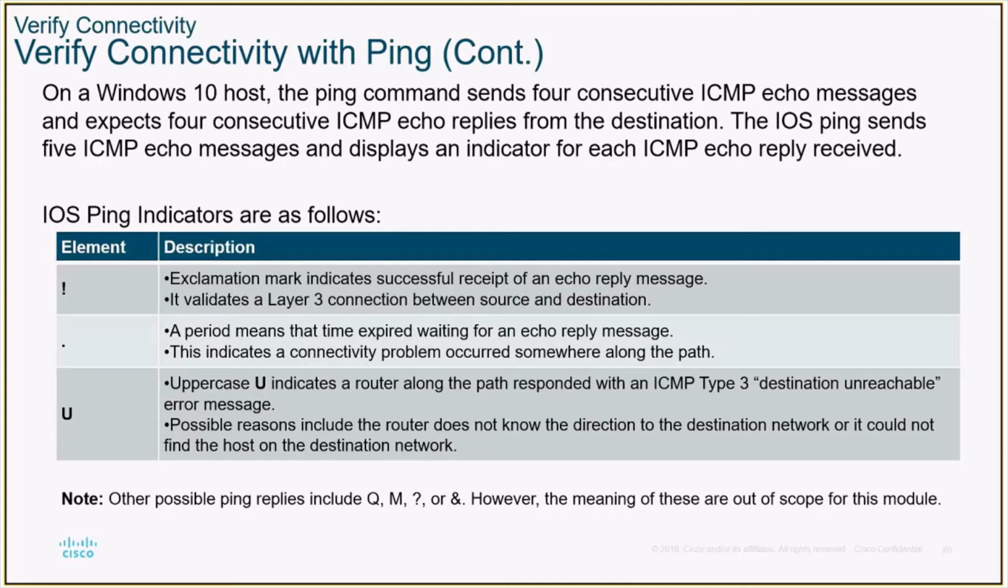And then a U indicates a router along the associated path sent a message saying destination unreachable. Possible reasons include the router does not know the direction to the destination network, or it could not find the host. So the last router on the link could not find that host, so it's not up. Other possible ping replies are Q, M, question mark, and ampersand. However, the meaning of them are not spoken about today.